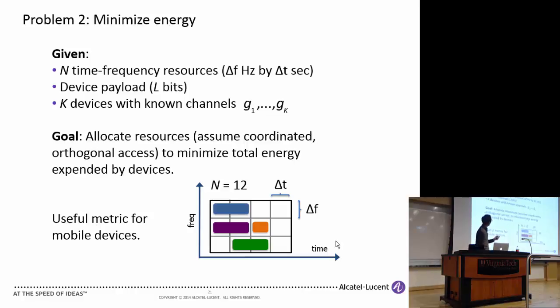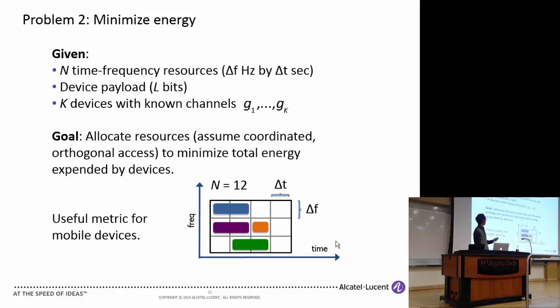Okay, and so for example, here are the resources. Let's break them up into small chunks, each of bandwidth delta F and time delta T. Let's say there are 12 of these chunks, and we have 4 users, and we want to assign the resources to these users, and then tell the users how much power to transmit on each of these resources, and you want to do that in a way which minimizes some overall energy metric.